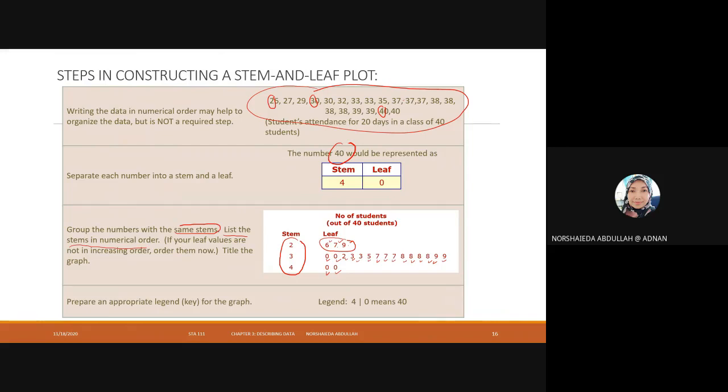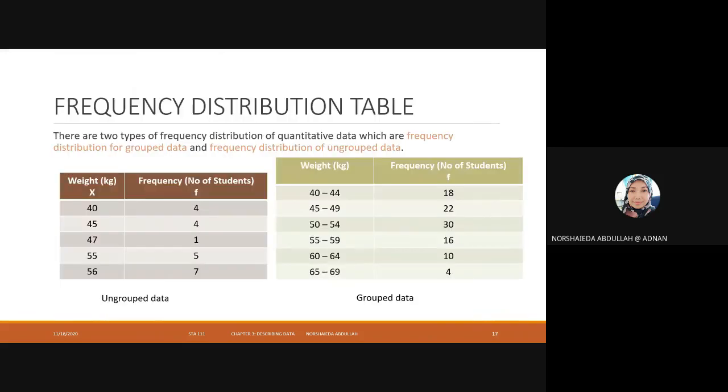So that is the advantage of the stem and leaf display, because the value of the data is still there when we transform it into the display. So this is the frequency distribution, and we can present it as grouped or ungrouped.